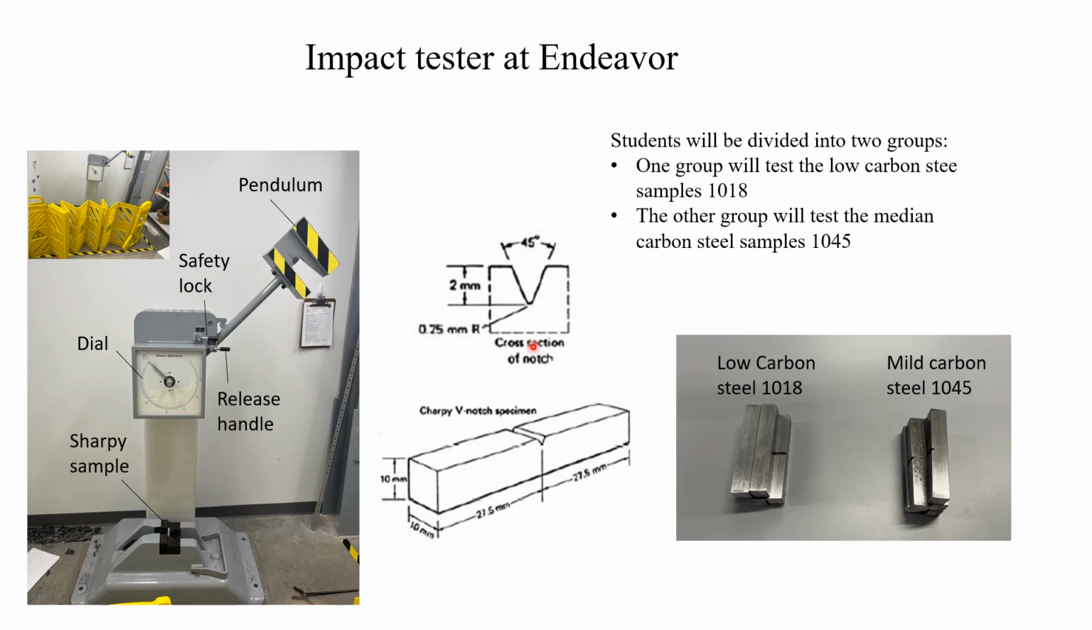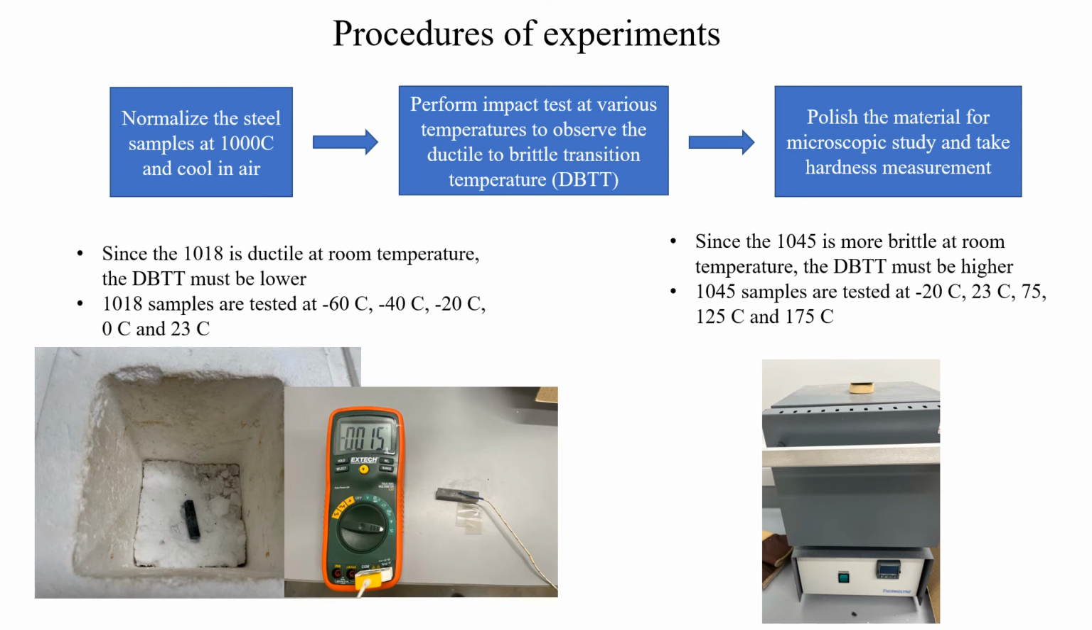Okay, in this experiment, we're going to have two groups of students, and each group will receive one type of steel. One group will receive low carbon steel, 1018. The other group will test a medium carbon steel, 1045. This is the overview of the procedure of the experiment. We first normalize all the steel at 100 C, and then cool all the samples in air. Then we perform the impact test at different temperatures to observe this ductile to brittle transition temperature behavior.